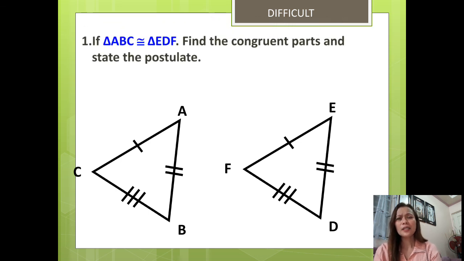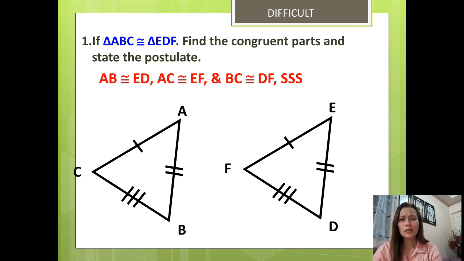Next, for difficult question number 1. If triangle ABC is congruent to triangle EDF, find the congruent parts and state the postulate. So obviously, using the identical mark to find the answer for number 1. The answer is, okay. So we have side AB congruent to side ED. Side AC is congruent to side EF. Side BC is congruent to side DF. And that is side, side, side.